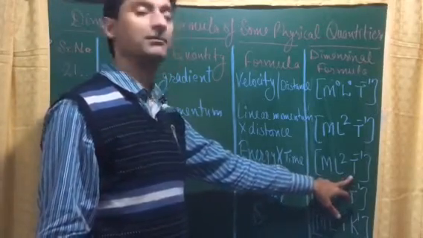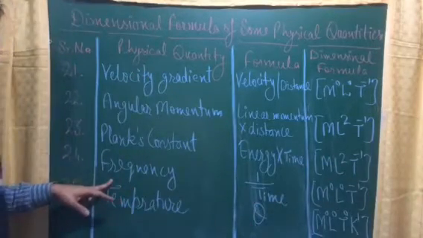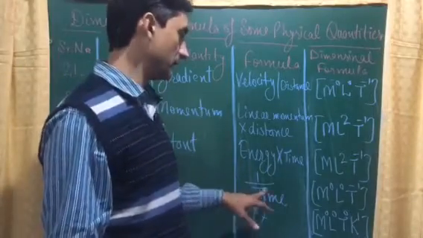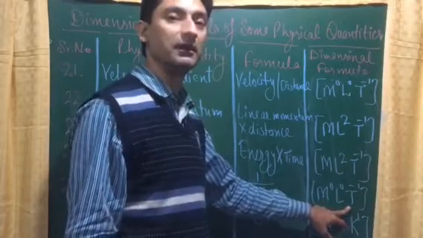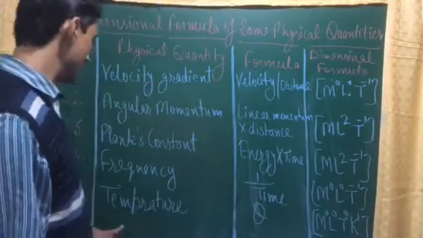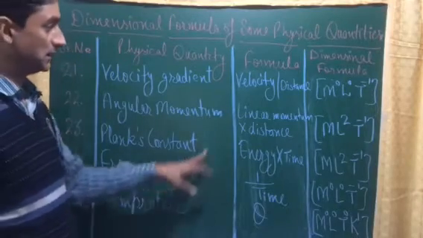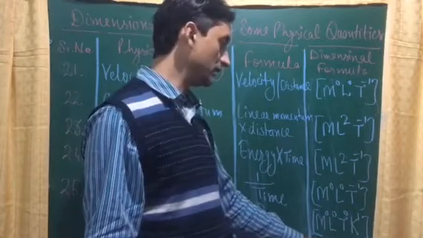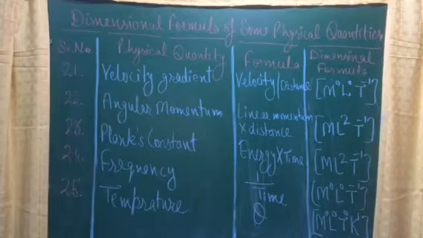M L2 T minus 1. Next is frequency, reciprocal of time period, 1 upon time. We can write this as M raised to power 0 L raised to power 0 T raised to power minus 1. Next is temperature. So temperature theta: M raised to power 0 L raised to power 0 T raised to power 0 and K raised to power 1. So kindly note down please.